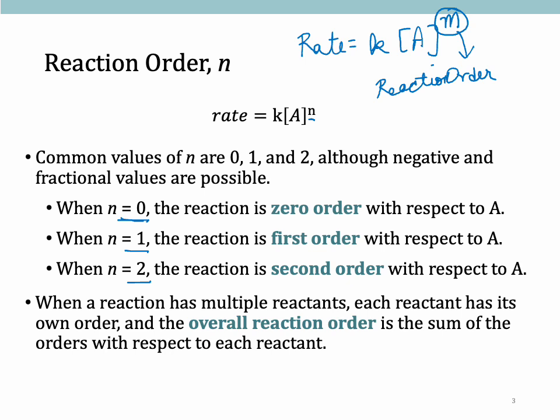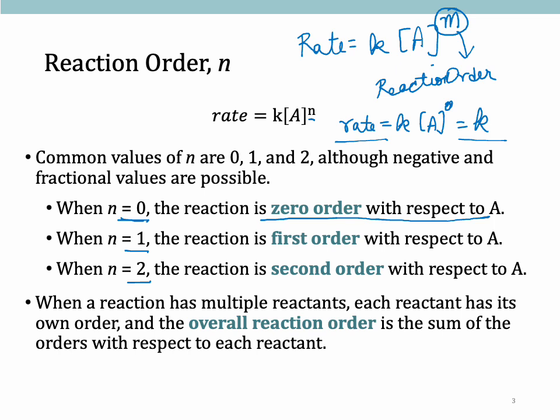When m or n is equal to 0, that means reaction is 0 order with respect to A, which means rate is equal to k, A to the power of 0. Anything to the power of 0 is 1, which means rate is equal to k times 1, which means rate does not depend on concentration of A. That is called 0 order. 0 order means it does not depend on concentration of A. You can change concentration of A as much as you want. Your rate will not change.